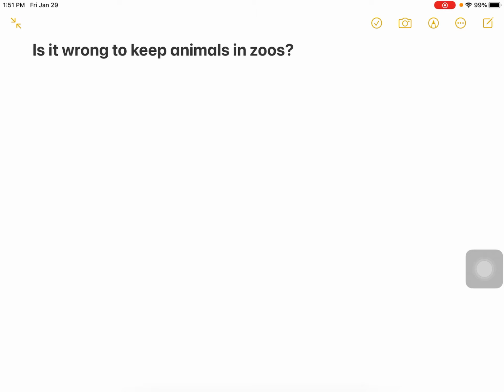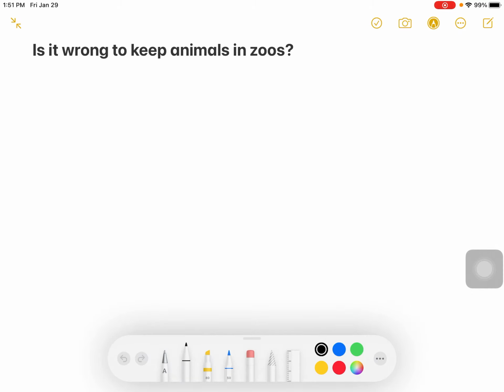This week, we are going to be talking about thesis statements as well as claims. Now, all of you know my question for my paper: is it wrong to keep animals in zoos? Now, there's two ways that I could have gone when writing this paper. Okay, so these are my options.